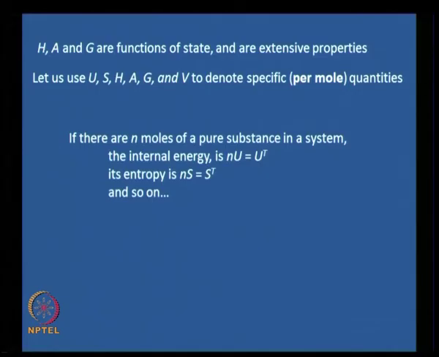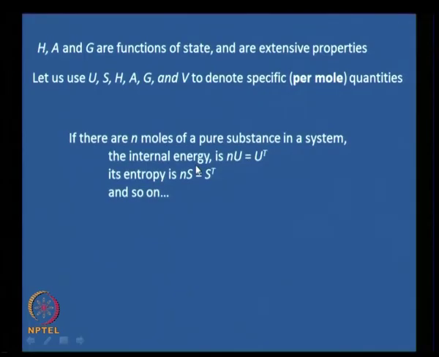Let us first consider a pure substance, and let us say that there are n moles of the pure substance in the system. Then, since we know that the internal energy is an extensive property, the total internal energy would be n times U, the number of moles times the internal energy per mole, which can also be represented as U superscript T, which is what we are going to use in this course. The entropy would be n times S, which can be represented as S superscript T, and so on and so forth.